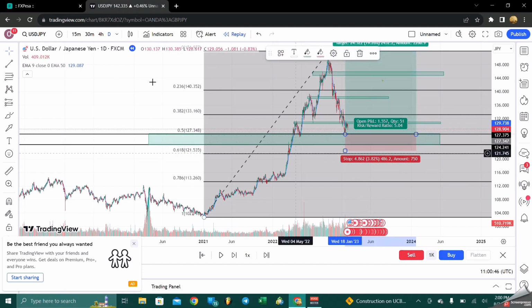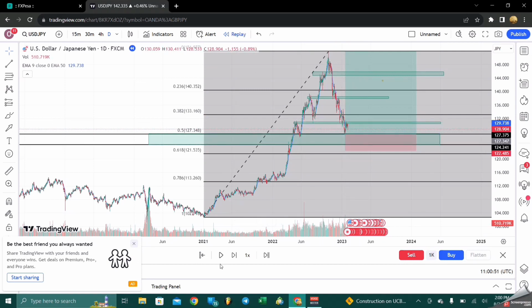So this would be my support level. So what would I do? If I make my entry, then let's see what happens.